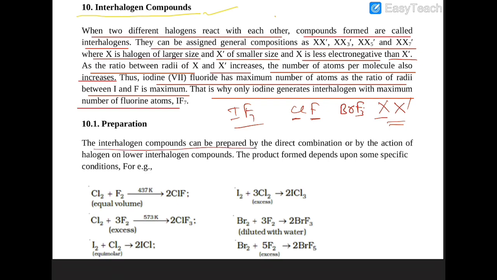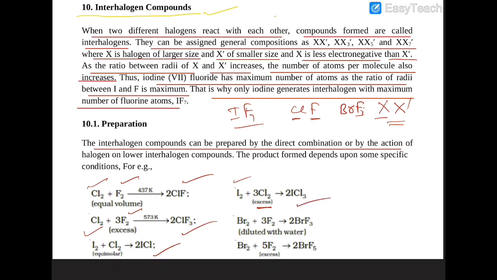Interhalogen compounds can be prepared by direct combination. Chlorine and fluorine react to give you ClF. Chlorine and fluorine with excess of fluorine will give you ClF3. Iodine and chlorine will give you ICl. But if you take chlorine in excess along with iodine, you have ICl3.